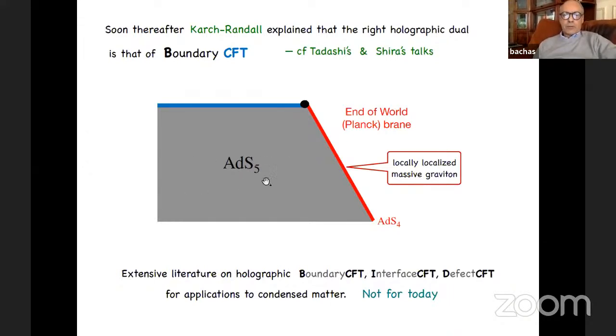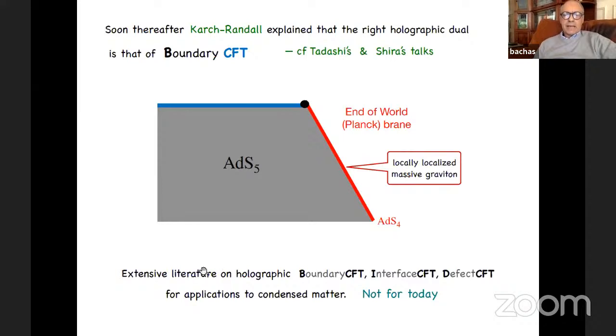So the basic picture is the one you just saw in the previous lecture. You have, say, AdS5 here. I will stay 4-dimensional for the brane. Bulk is AdS5. The boundary of AdS5 is the blue line you see here. And the brane, the end of the world or Planck brane, typically has some AdS4 geometry, at least in the simplest case. And there is a locally localized and massive, as a result, graviton that lives here. And this was part of the Karch-Randall twist of Randall-Sundrum.